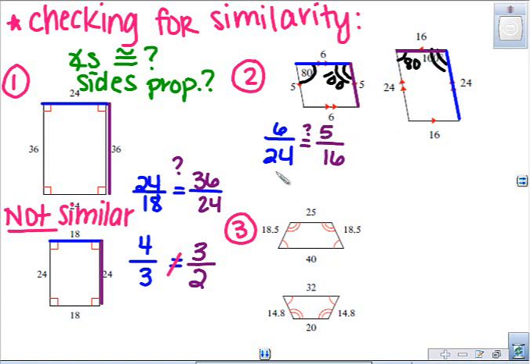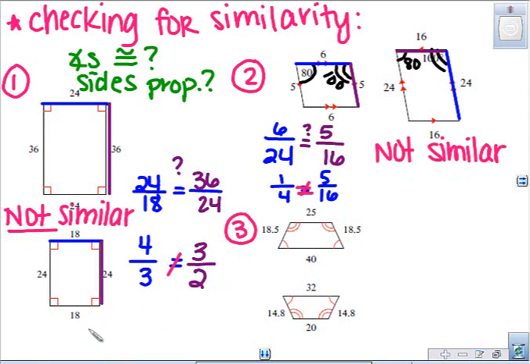Okay, so now if I reduce these, 6 over 24 will reduce to 1/4. But 5/16 does not reduce any. So those, again, are not equal. So these are not similar.